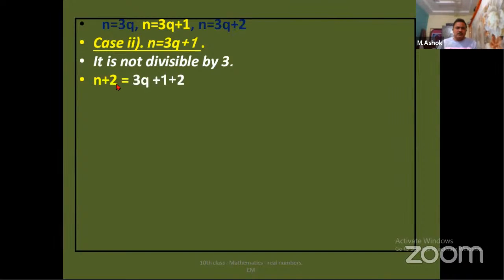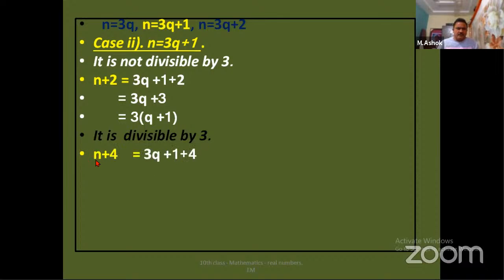n plus 2 means you have to add 2 to the n value. n value is what? 3q plus 1 and plus 2. It becomes 3q plus 3. Take 3 common, 3 into q plus 1. So clearly it is a multiple of 3. So it is divisible by 3. Okay. Now find n plus 4 value.